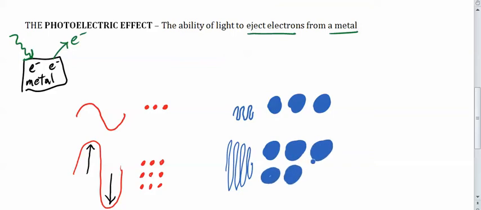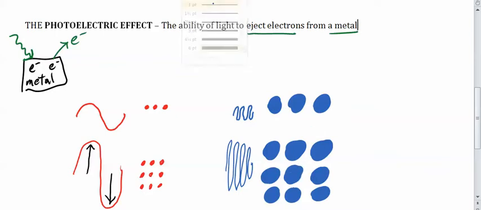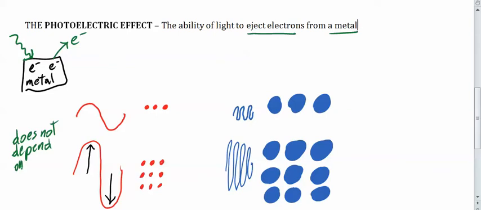And it turns out that if you increase the brightness of this blue one, it just knocks out more electrons, as though more and more big honking particles are knocking electrons out. So if light was a wave, it would depend on amplitude. And the answer is, it does not depend on amplitude. So light is not behaving like waves in this case.